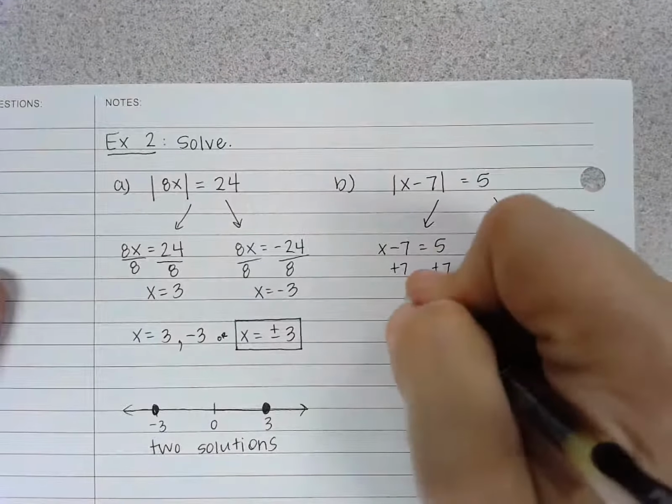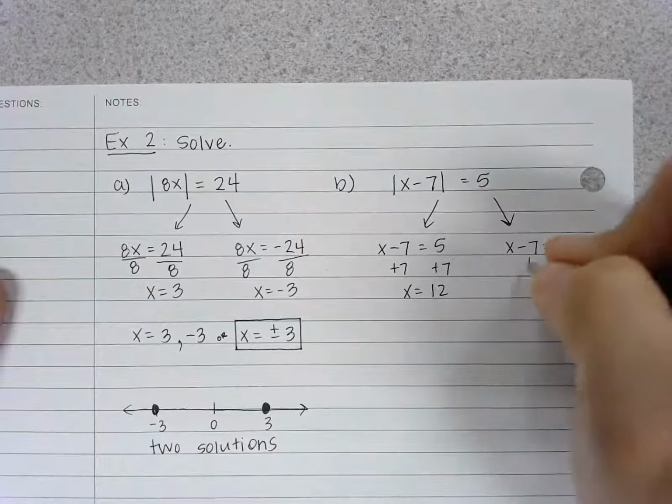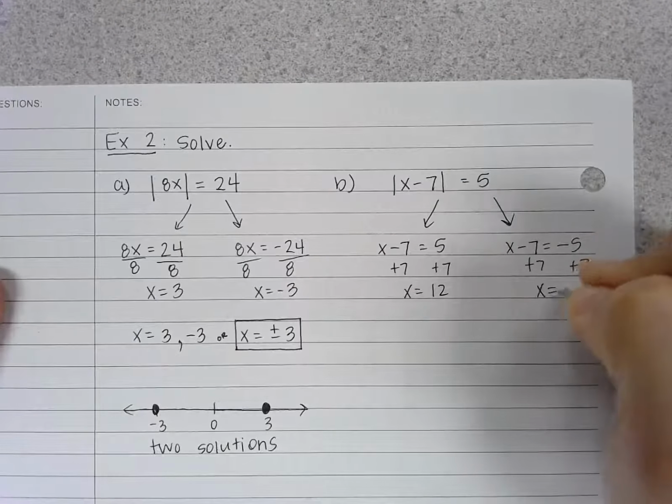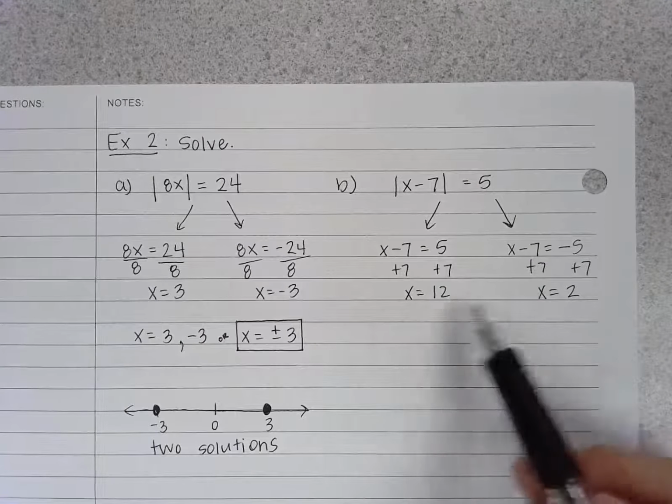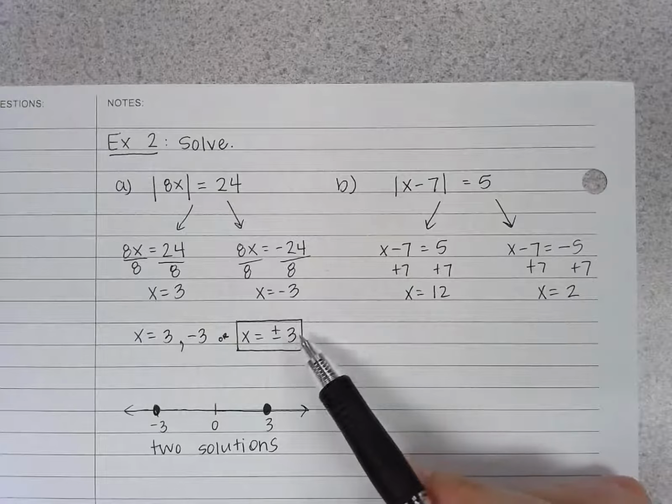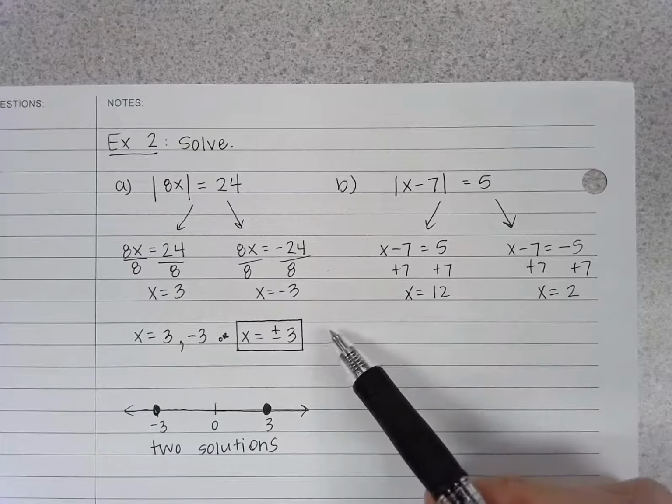When I add the 7 to both sides on this one, I'm going to get x equals 12. And when I add the 7 to both sides on this one, I'm going to get x equals 2. So on this one, notice that the 2 numbers are not plus or minus of the same thing, so I can't write the answer for this one this way.